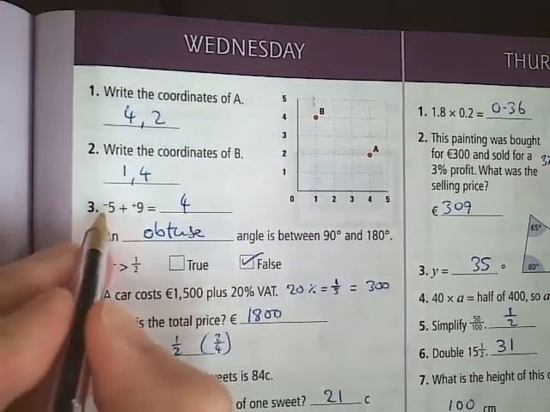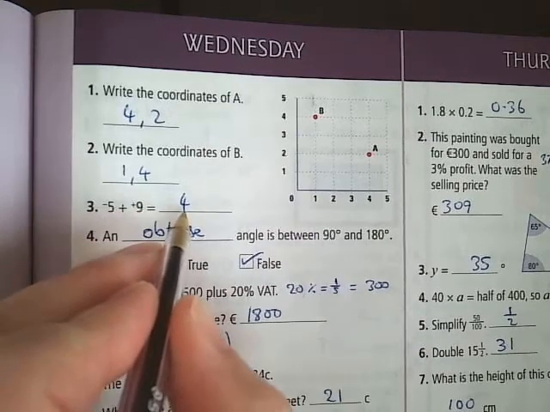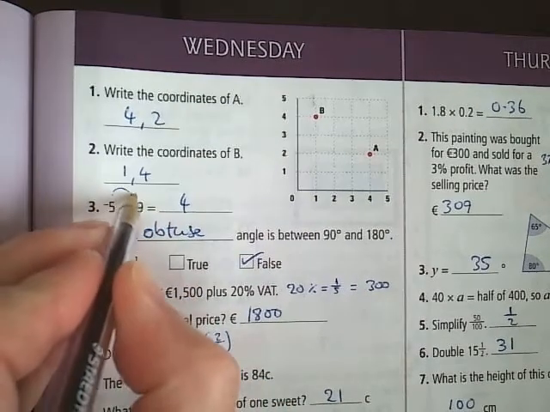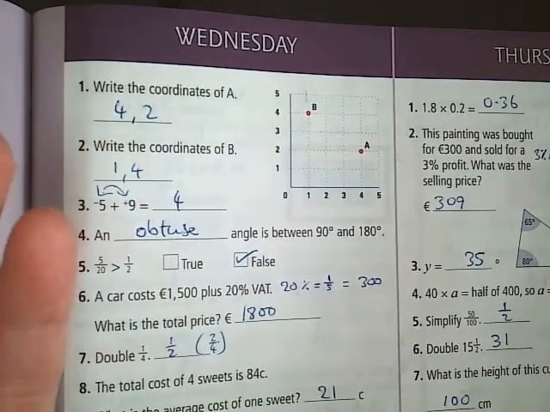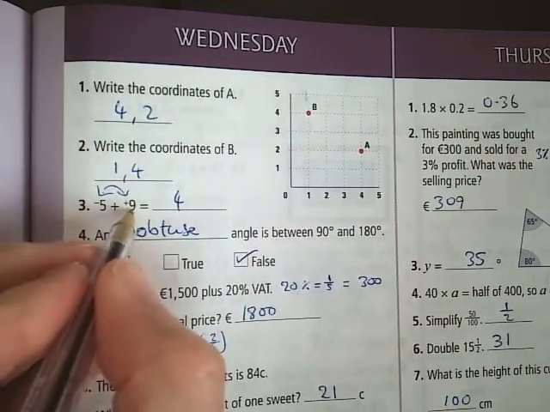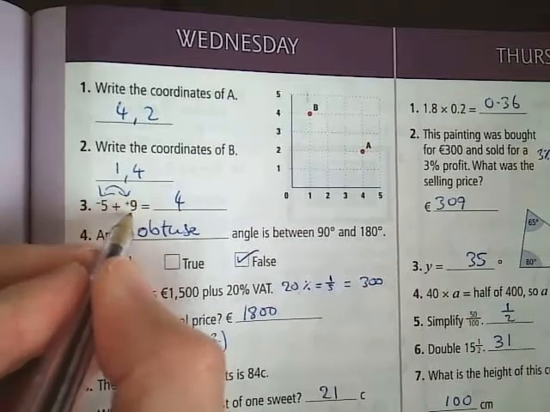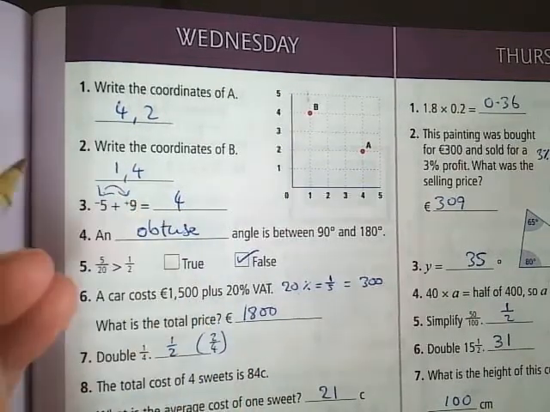Question 3, minus 5 plus 9 equals 4. You can swap these around in the same way as you can swap around 2 plus 3 equals 3 plus 2. So if you wanted to look at it this way, it's the same thing: 9 minus 5 is 4.